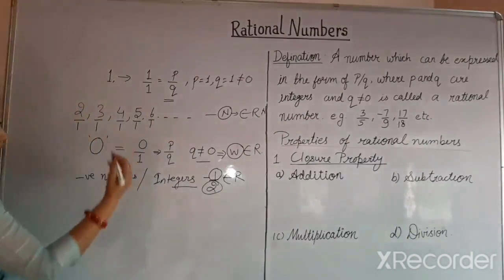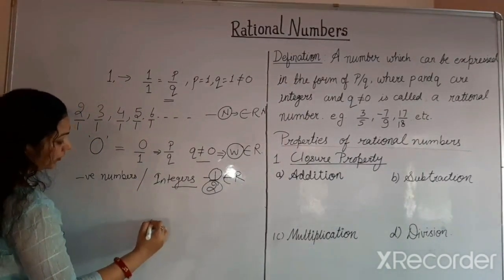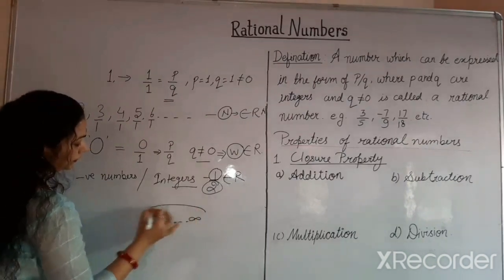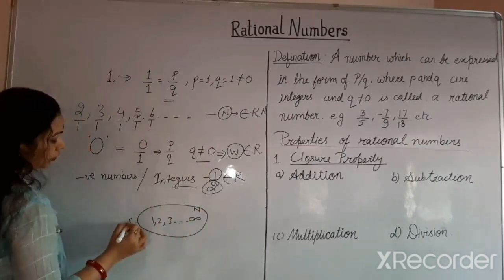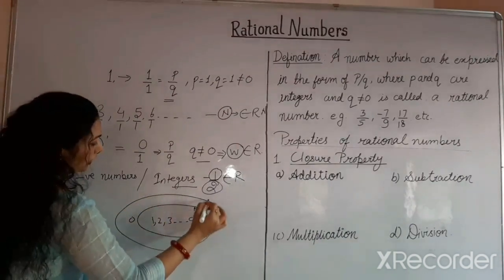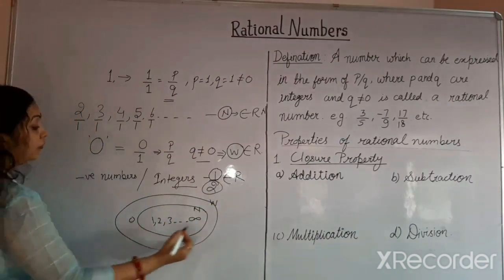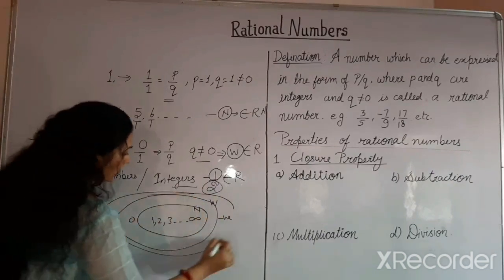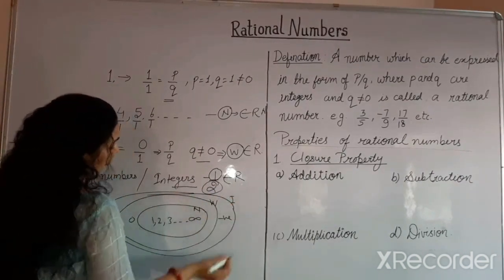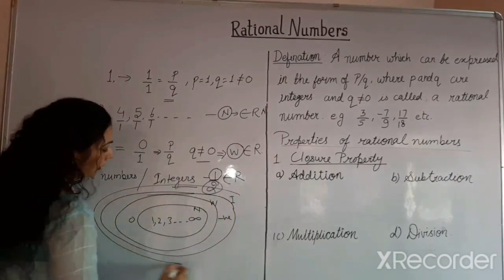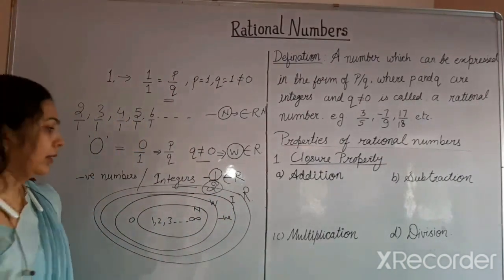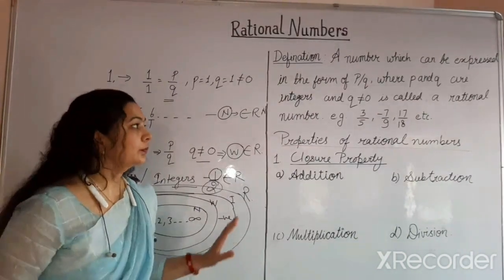We can understand it with the help of a diagram. These are natural numbers. If we include 0, this is a group of whole numbers. If we include negative numbers, this makes a group of integers. They all are included in a group of rational numbers. Okay, hope you all got that.